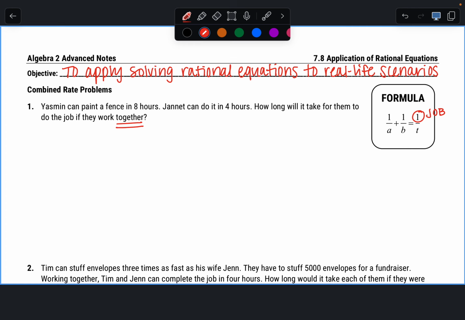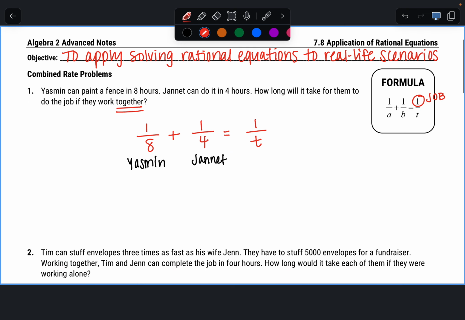So basically, I want to take their rate at which they work and combine them together. So I'm going to have 1/8 plus 1/4, because 8 is going to be representative for Yasmin. 4 is going to be representative for Jeanette. And then we want to see, if we are combining their two rates together, how long does it take them to do this job? So 1/t. We don't necessarily know what t is, but we can use what we've learned about rationals and fractions and adding and subtracting to be able to solve.